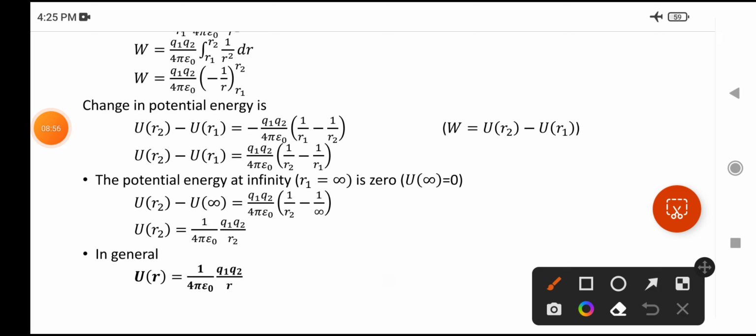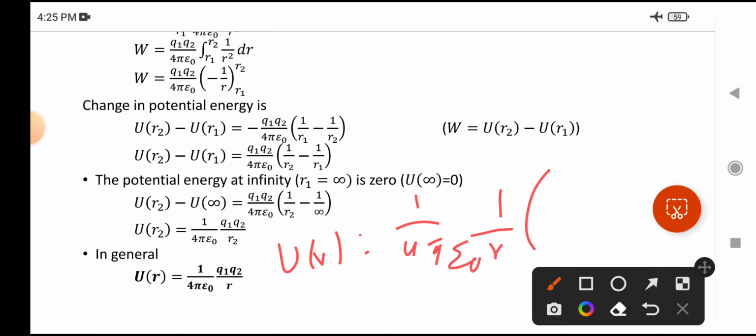If we have three charges, then what is the formula? U(r) equals 1 by 4 pi epsilon naught times 1 by r into q1 q2 plus q2 q3 plus q1 q3, like this, so many terms come.